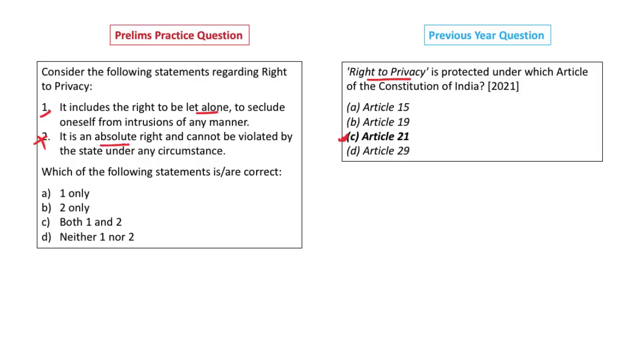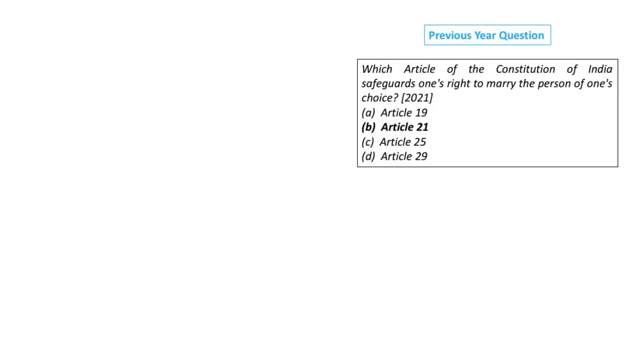In the same year, UPSC asked another related question, which article of the Indian Constitution safeguards one's right to marry the person of one's choice? And that would also come under Article 21. See, most of the rights can be derived from both Article 19 and Article 21 because judiciary has done liberal interpretation of the term public interest. But still, many of the important rights are derived from Article 21 because rights under Article 21 are considered as substantive right by Indian judiciary.